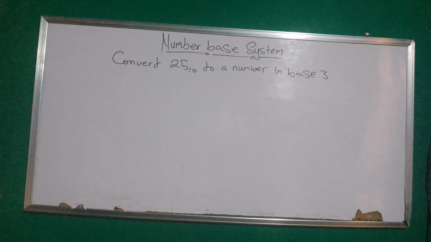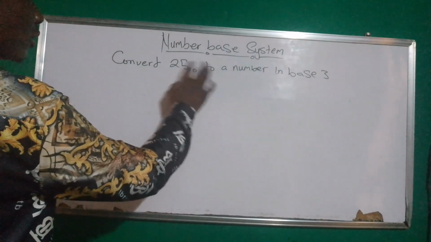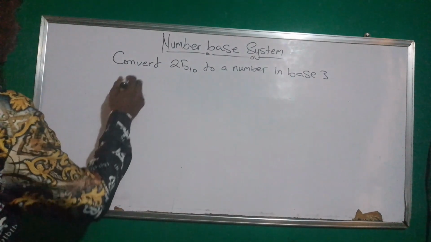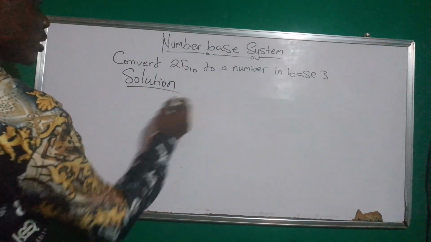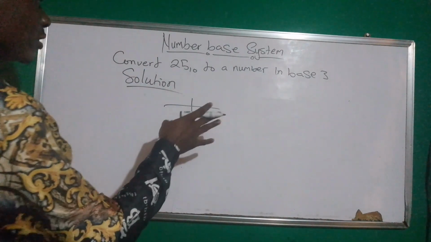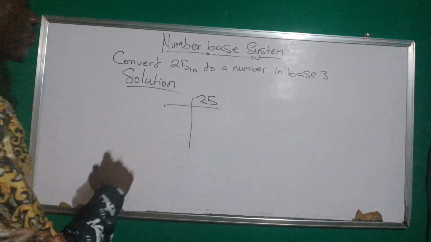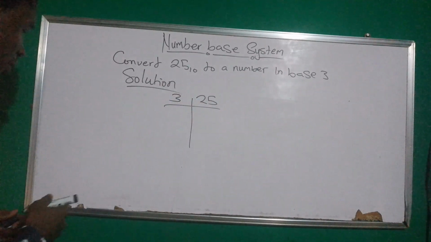Today we'll continue our teaching series on number-based systems. What we have before us is a question that requires us to convert this value to a number in base 3. This is pretty simple to approach. All we have to do is create a table of 2 columns, then write the number we are converting here, which is 25, and write the base we are converting to here, which is 3. We are converting 25 to base 3.